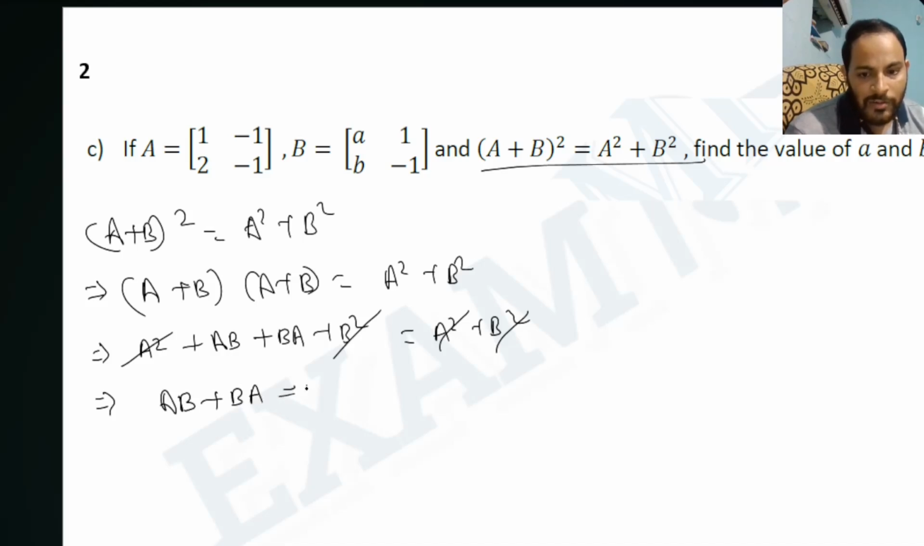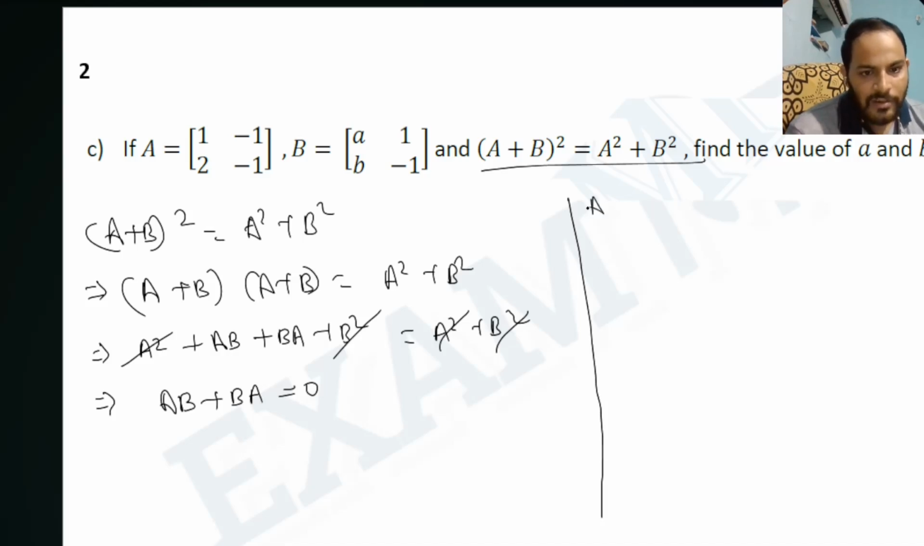Now see, don't just add them, because we have already studied that the product of two matrices is not commutative. That means AB and BA are not sure to be equal. They may be equal, they may be unequal as well. So we cannot just make it 2AB equals 0. Okay. So now we need to find AB, the product of A and B, and again the product of B and A. So let's do this here.